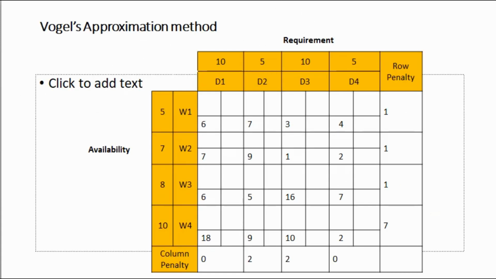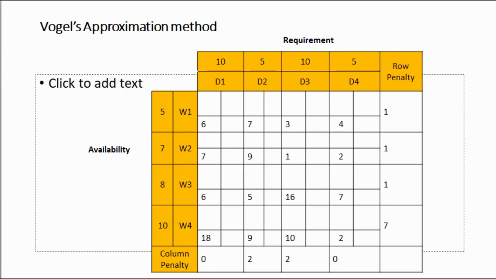So for understanding purpose, I consider a small problem wherein I have got 4 warehouses and 4 destinations with the requirements and availabilities as shown in the diagram. In this matrix, you also observe that the cost of transportation from W1 to D1 and so on have been shown.